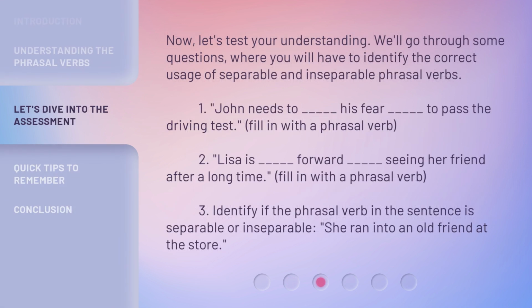Now, let's test your understanding. We'll go through some questions, where you will have to identify the correct usage of separable and inseparable phrasal verbs. 1. John needs to blank his fear blank to pass the driving test. Fill in with a phrasal verb. 2. Lisa is blank forward blank seeing her friend after a long time. Fill in with a phrasal verb.